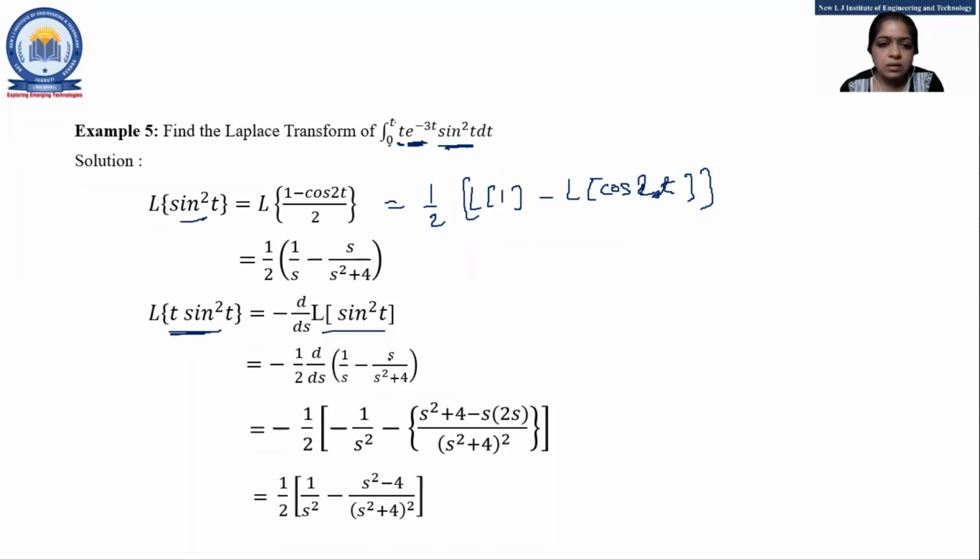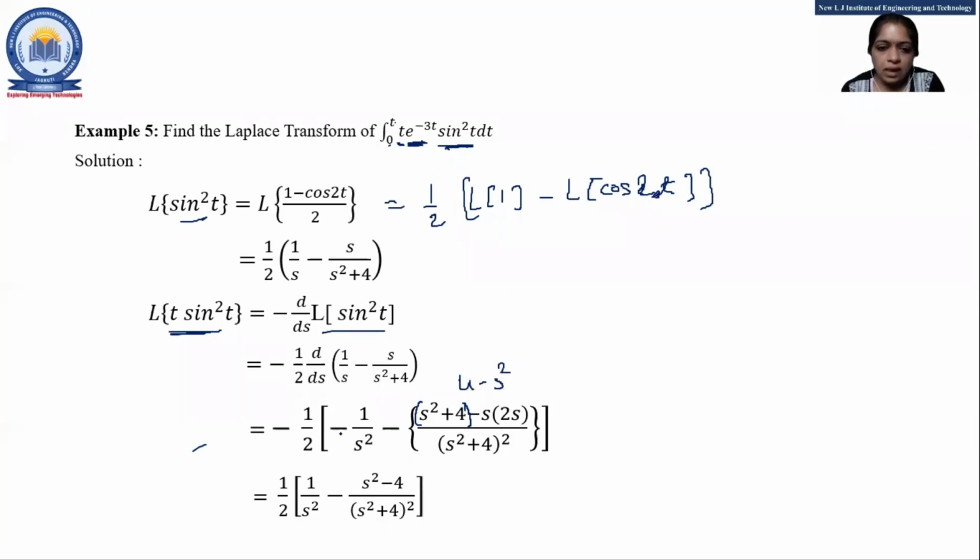So minus d by ds is there, and Laplace of sin square t is 1/2 times (1 by s minus s upon s square plus 4). Now minus 1/2, keep it the same. For the derivative of these two terms, the derivative of the first term is minus 1 upon s square. And for the derivative of the second term, we apply the u by v rule. So s square plus 4 the whole square. Now s square plus 4, keep it the same, and the derivative of s with respect to s is 1, minus s, keep it the same, and the derivative of s square plus 4 is 2s. After simplification, this is s square plus 4 minus 2s square, so that is 4 minus s square.